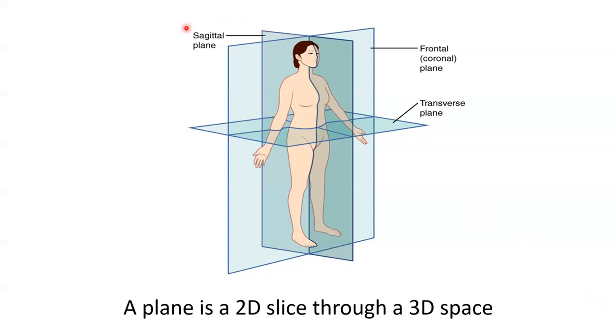The sagittal plane is this one here, which divides the body into a left and a right section. The frontal plane, which is also termed the coronal plane, runs along the midline here and divides the body into a front and a back, or an anterior and a posterior section. And then the transverse plane, which you can see here, divides the body into an upper and a lower, or a superior and an inferior section.